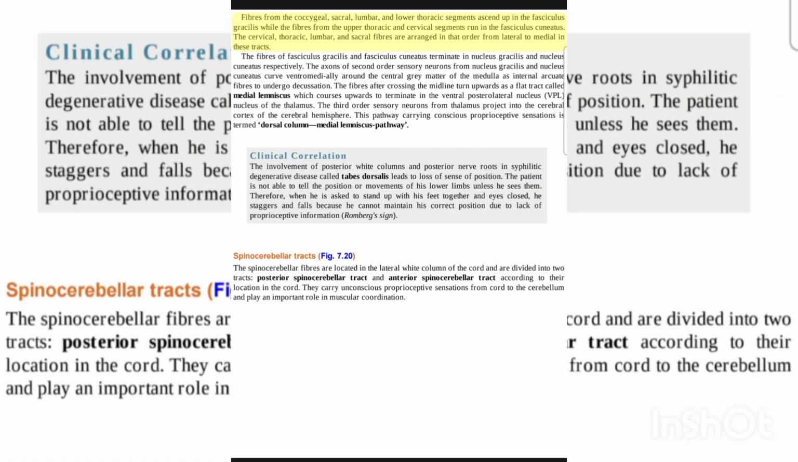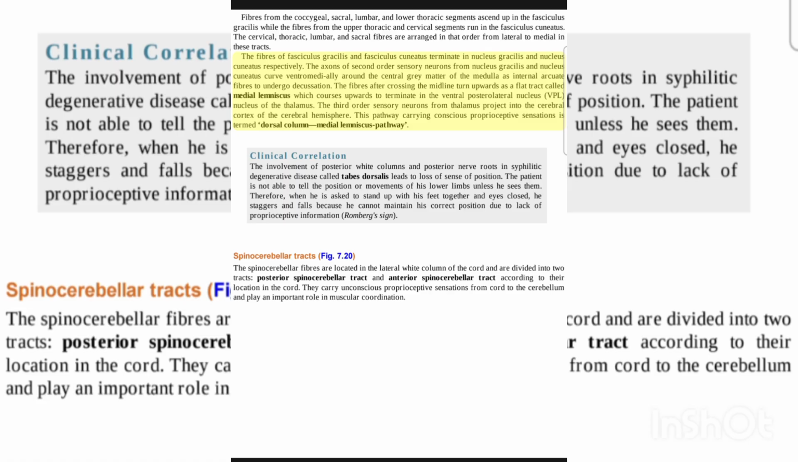7.19. Fibers from the coccygeal, sacral, lumbar, and lower thoracic segments ascend in the fasciculus gracilis, while the fibers from the upper thoracic and cervical segments run in the fasciculus cuneatus. The cervical, thoracic, lumbar, and sacral fibers are arranged in that order from lateral to medial in these tracts. The fibers of fasciculus gracilis and fasciculus cuneatus terminate in nucleus gracilis and nucleus cuneatus respectively.